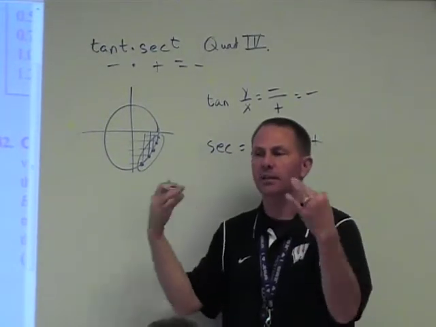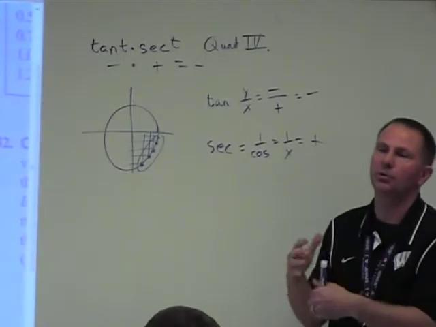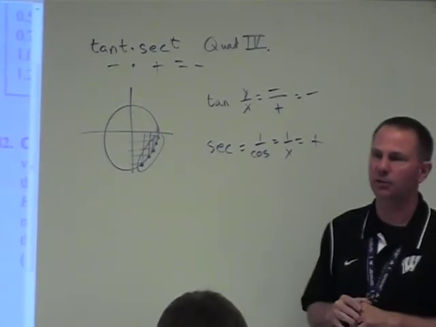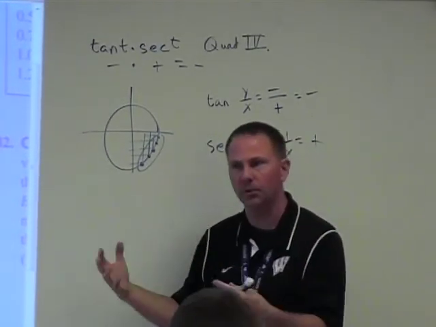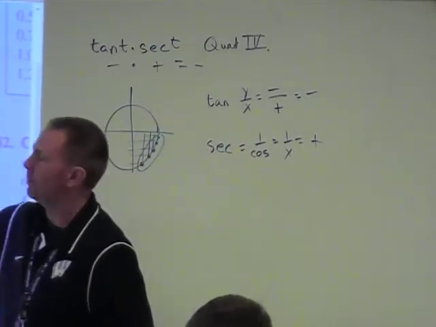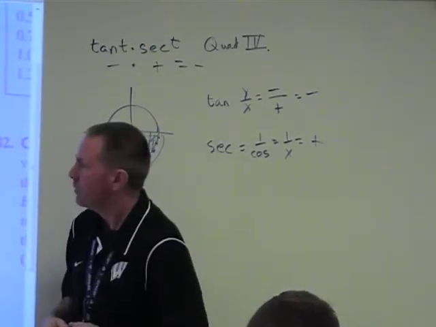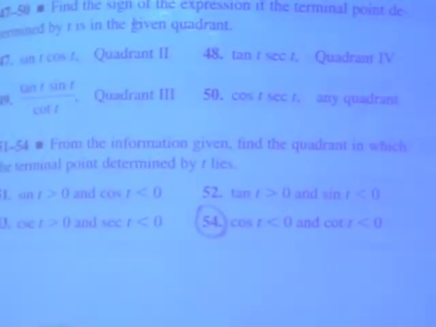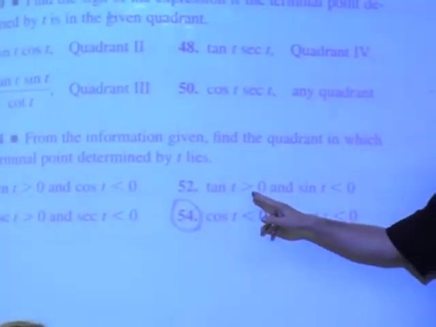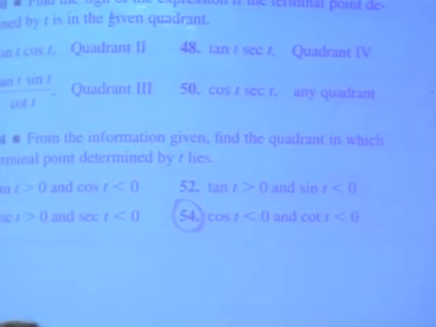So now we're just thinking. We're trying to get you proficient with understanding values of trigonometric functions before we can actually start running with this information. Look at this bottom part down here. From the information given, find the quadrant in which the terminal point determined by t lies. Tangent has to be positive and the sine is negative.